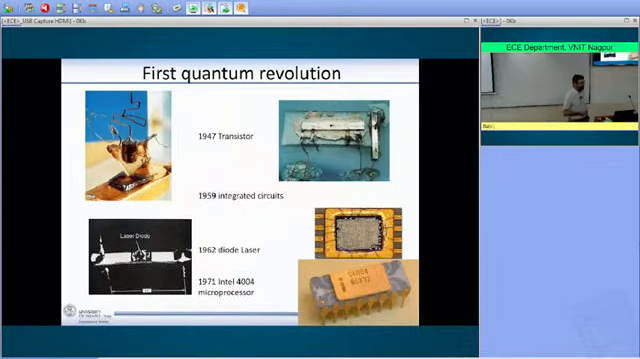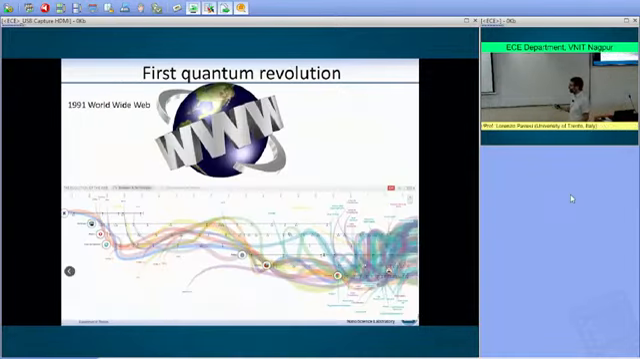In 1947, the first transistor was developed. Then in 1959, the first integrated circuit. Then in 1962, the first laser diode. Then in 1961, the first microprocessor. And from these single components, the revolution of the internet has appeared. In 1991, the World Wide Web was implemented, and nowadays we cannot live without any connection.